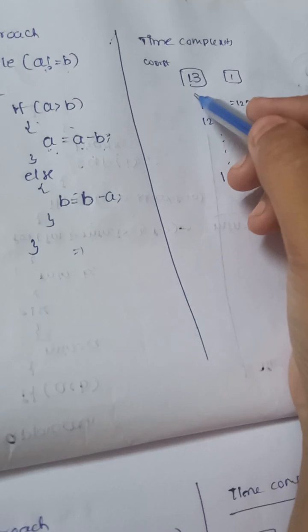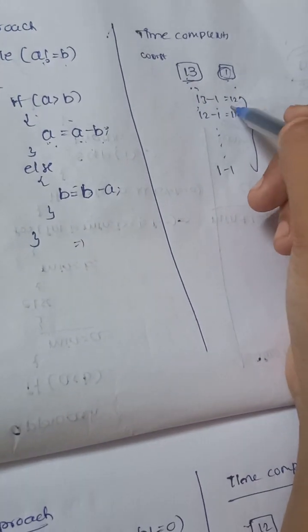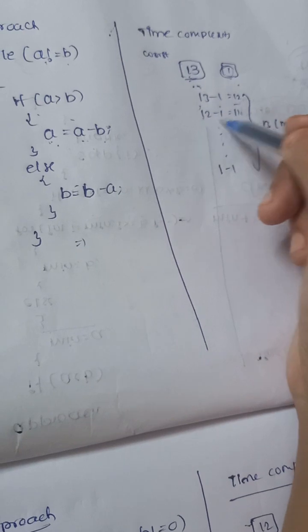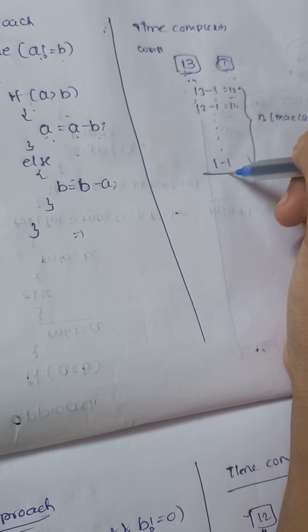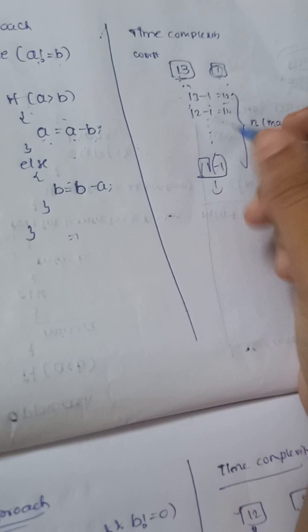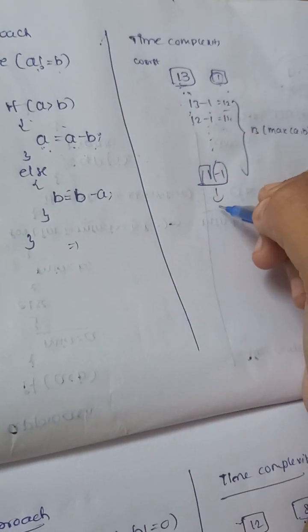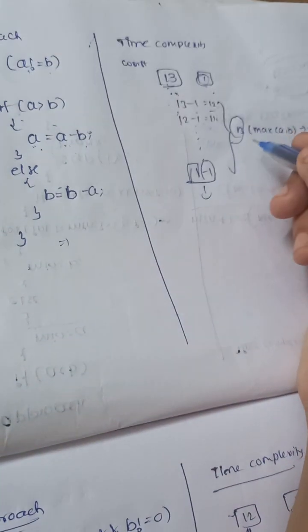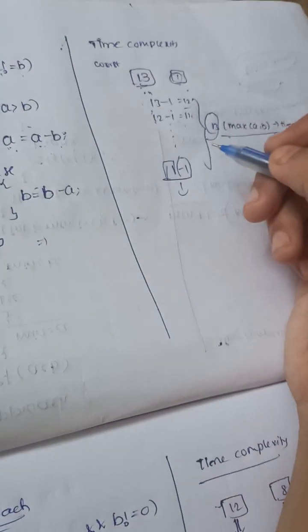So let me see the time complexity. For example, if you take 13 and 1, any prime number with 1, then 13 minus 1 is 12, replace the max number with 12. 12 minus 1 is 11, replace the max number with 11. This approach continues until both the numbers are 1. So is this an efficient approach? I will say no. The greatest common divisor between the prime number and 1 is 1. It will take 13 iterations, so the order of complexity in the worst case is order of max of A comma B.